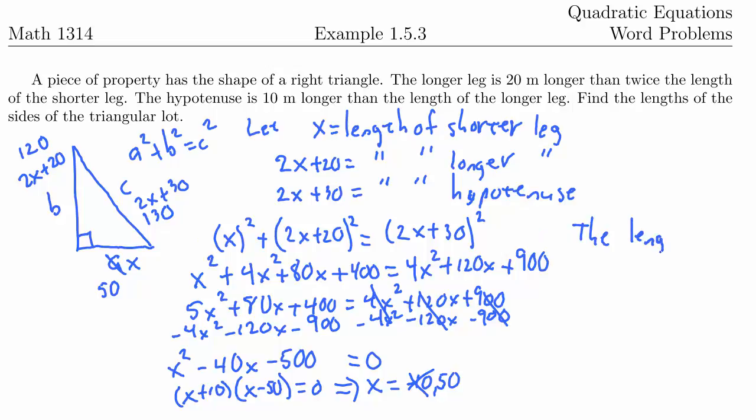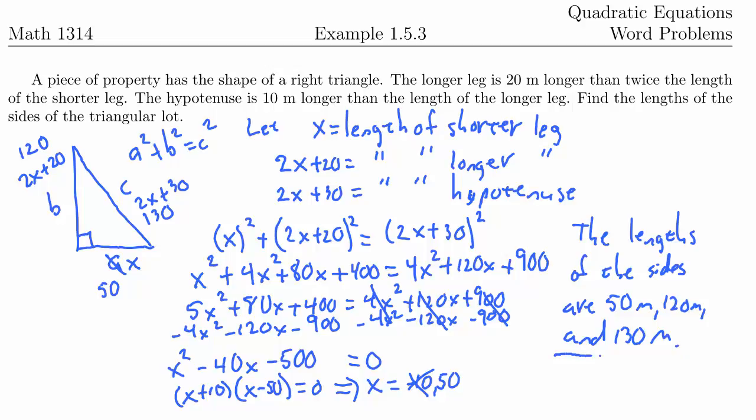Therefore, the lengths of the sides are 50, and what are the units here? Meters. 120 meters and 130 meters. Notice I don't need to specify which one is the hypotenuse, because the hypotenuse will always be the longest side.